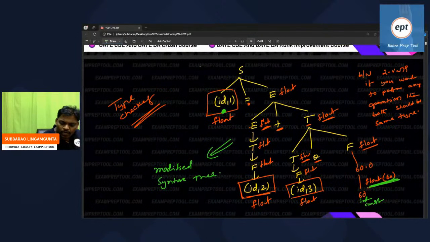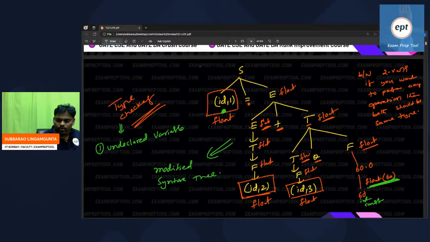He will give two kinds of error. One error is undeclared variable. In type checking you find an undeclared variable, because it is something related to type only. You want to know the type, but the type is not there. Oh, undeclared variable.